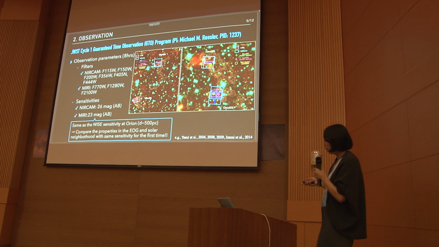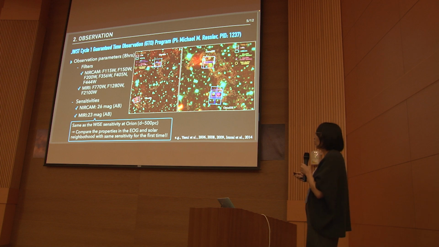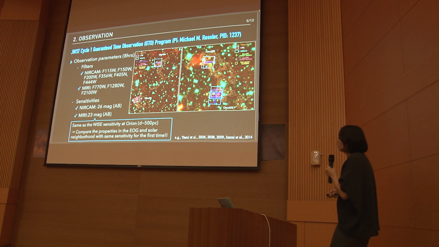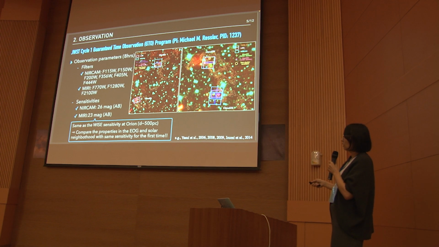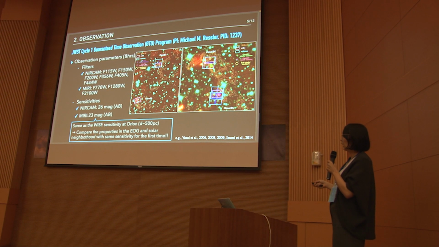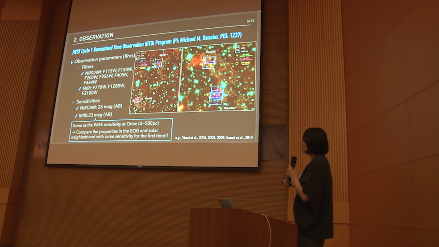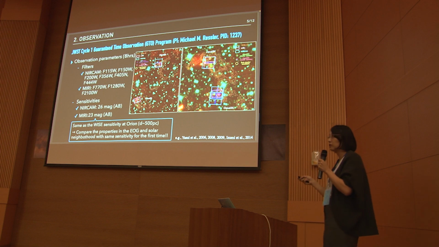Here is more detailed information about the observation settings. We use 9 filters from 1.15 microns to 21 microns, and I set the sensitivity so that it is roughly the same as the sensitivity of the Orion observations. So this observation will enable us to compare the properties of sample regions in the EOG and the solar neighborhood with the same sensitivity for the first time.